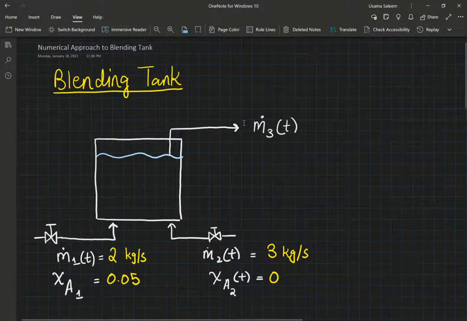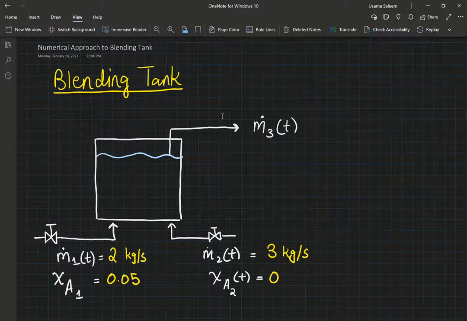Alright, welcome back everyone. In this video, we're going to take a numerical approach. Earlier we took an analytical approach to solving the equations that model the blending tank problem. And in order to execute our numerical approach, we shall be using Simulink, as you guys have already guessed.